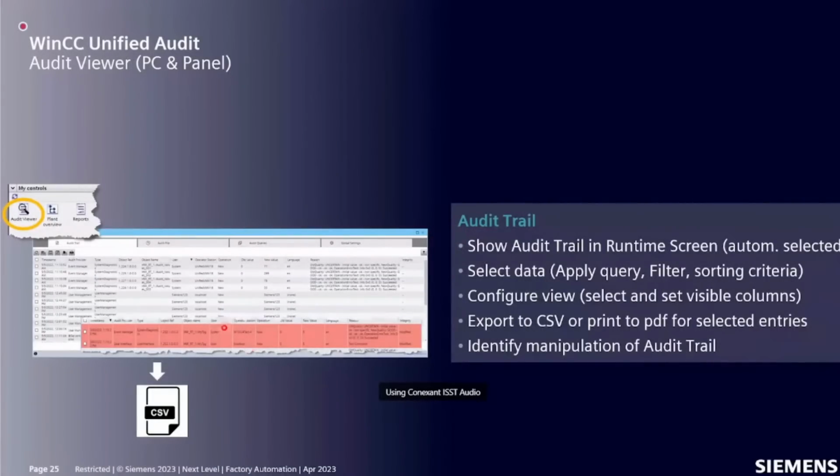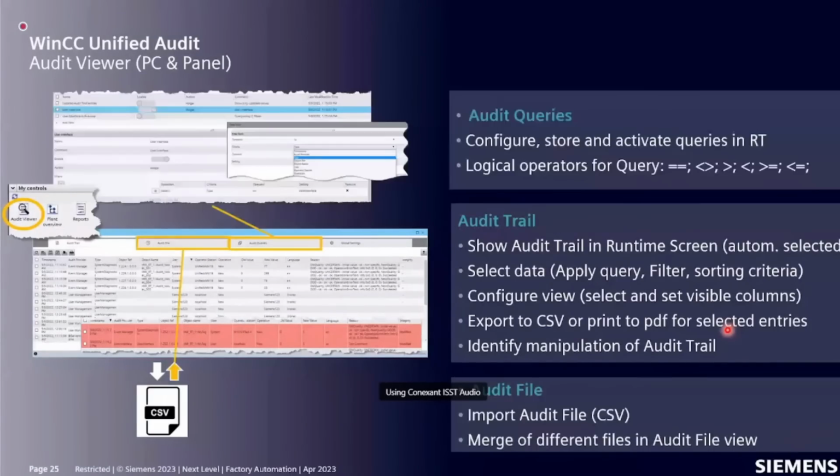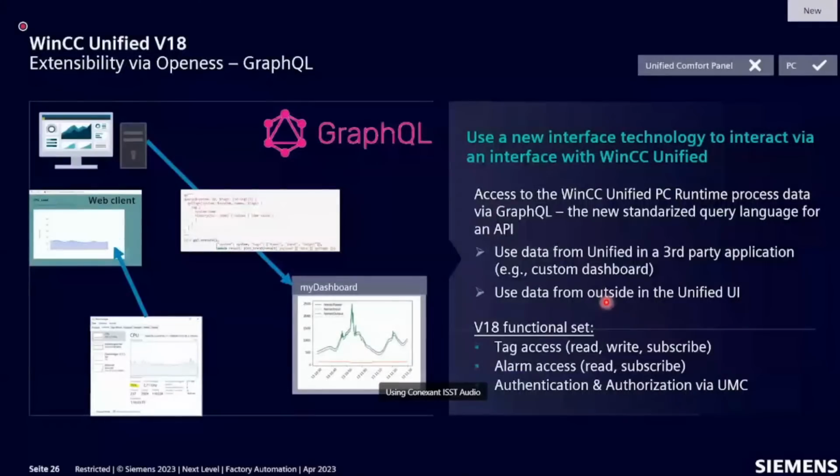This is nothing but the audit viewer. During runtime, the user can see what all actions have been done during the operation, who has done what, and why. All this will be available as a report for the user, and it can be exported in CSV format or PDF format for later auditing. Filtering is also there. GraphQL I already explained, so that is also available in this WinCC Unified V18 to integrate with third-party systems.